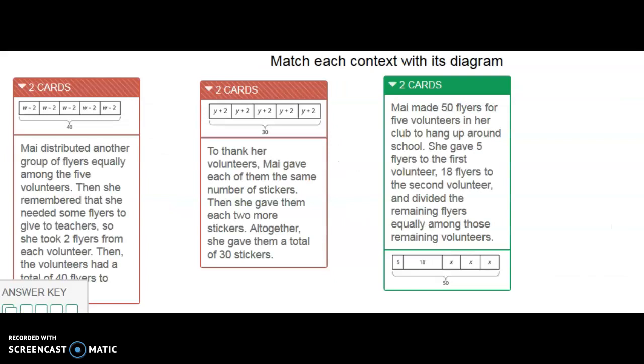This slide is a matching card slide, and so do your best to match the cards. Sometimes in Desmos, these don't actually show you truly what is correct for the greens and the reds, but I am looking at these myself and determining whether you know which cards go with the other cards.